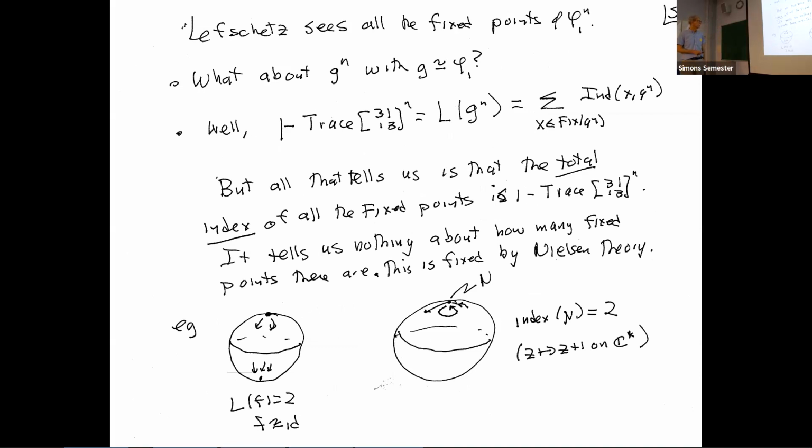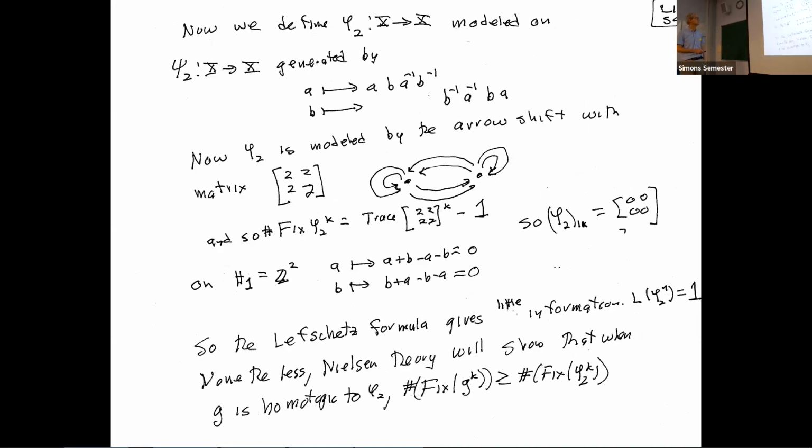The simple example is on the sphere. The class of the identity has Lefschetz number 2. You could have two index 1 fixed points, or you could have one index 2 fixed point. So Lefschetz is very valuable. It's homology, so it's computable, but it can lose a lot of information in terms of distinct periodic points.